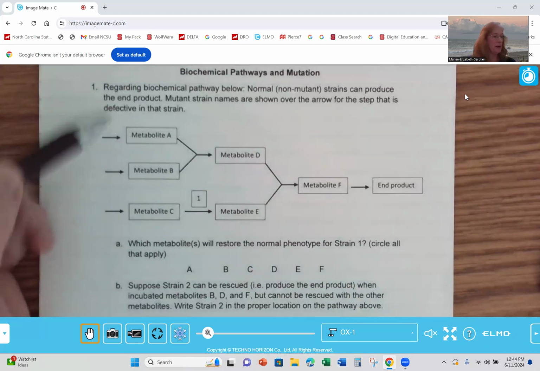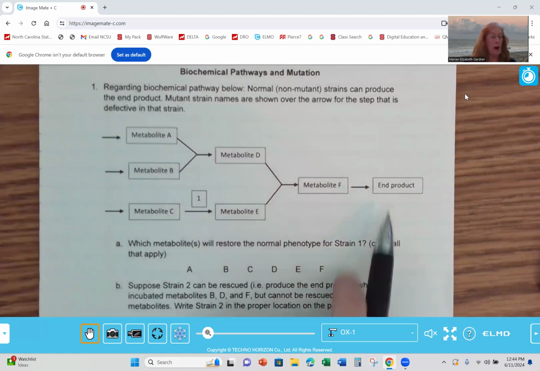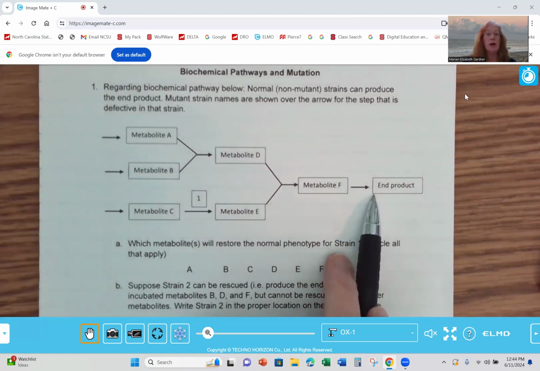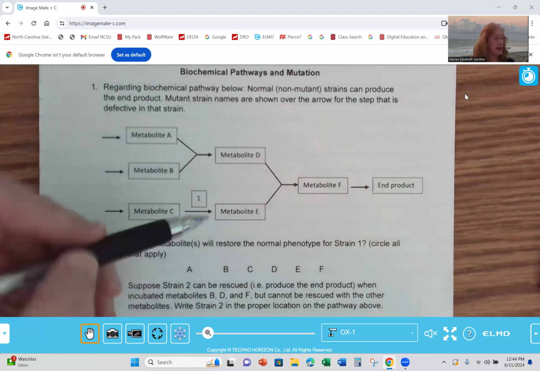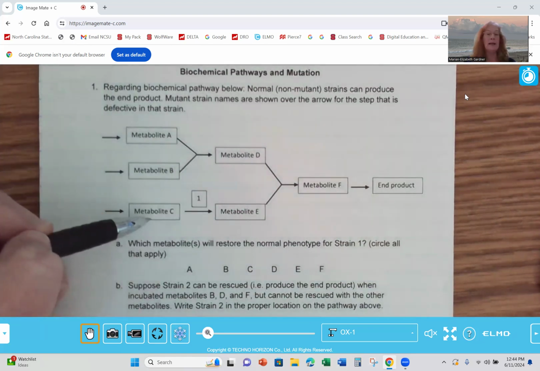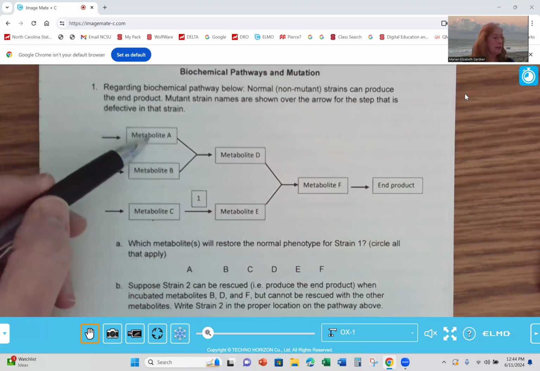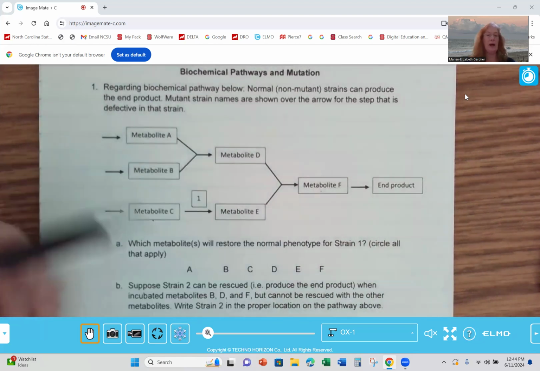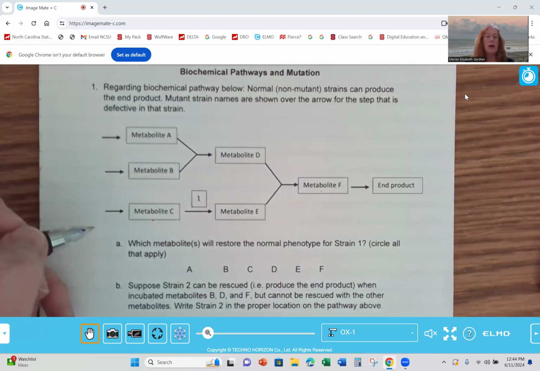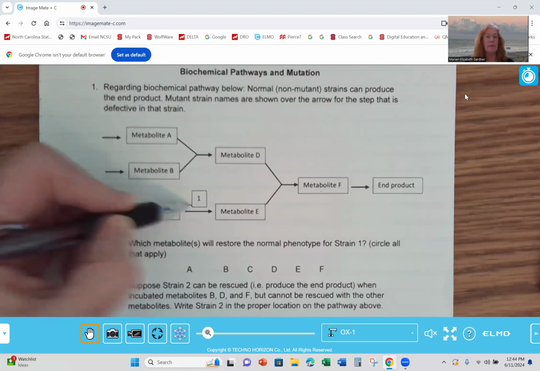Here we have a biochemical pathway. The normal non-mutant strains can produce the end product here. Mutant strains are shown over the arrow for which that strain is defective. So strain 1 cannot convert metabolite C to metabolite A. And then, of course, the metabolites and intermediates on the path are between the arrows. So which metabolite will restore the phenotype for strain 1?